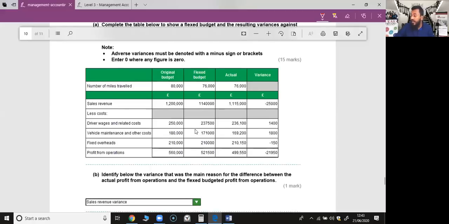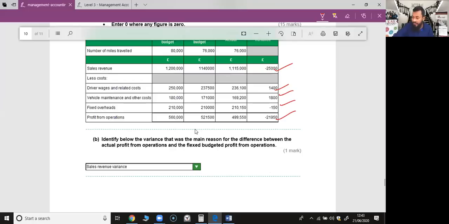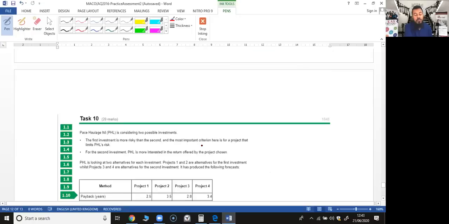The answer is absolutely fine. Minus 25 plus 1,400, 1,800 minus 150, and superb. And yes, sales revenue. You'll have the option to choose when you click it here; 1, 2, 3, 4 items could come, or 2 items, or 3. You choose the right one. Superb, people. And we still have 17 minutes. We are on to the last task.